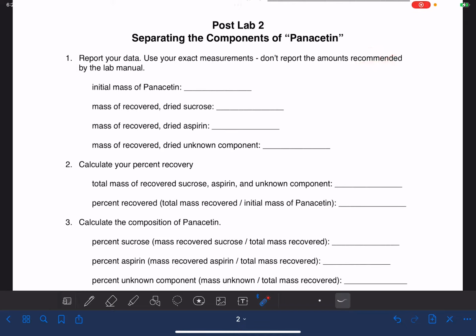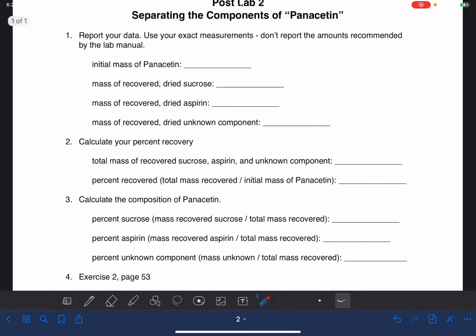You're going to report the amount that you actually used, and also make sure you're writing down all of the digits from the balance. You're also going to report the masses of your recovered and dried sucrose, aspirin, and unknown. So this is just reporting data. After that, you're going to calculate your percent recovery.